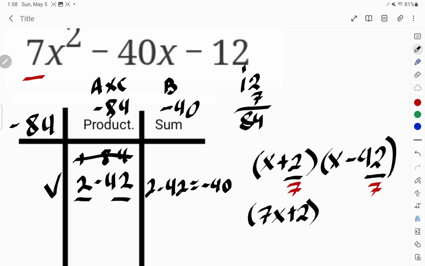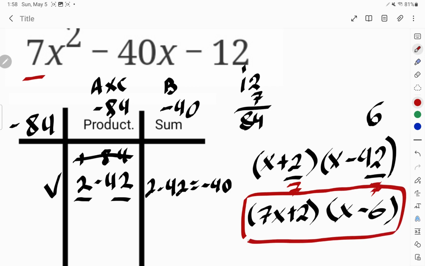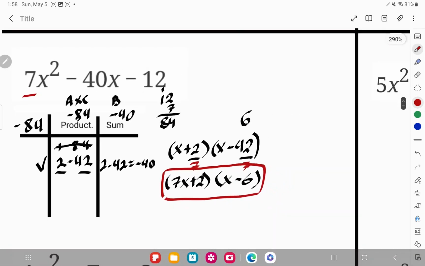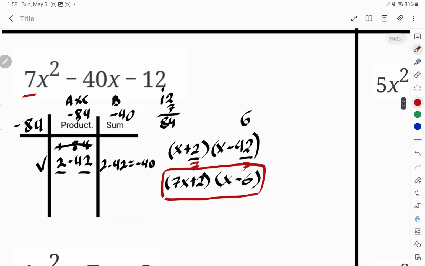Now let's do the other one. 42 divided by 7, you can actually simplify that. So that one turns into a 6, and you just leave the simplified version in there. So that's minus 6. And guess what? We are done with this one. Pretty easy. That's my two factors. We divided, we did everything, and those are going to be my two factors for that one.